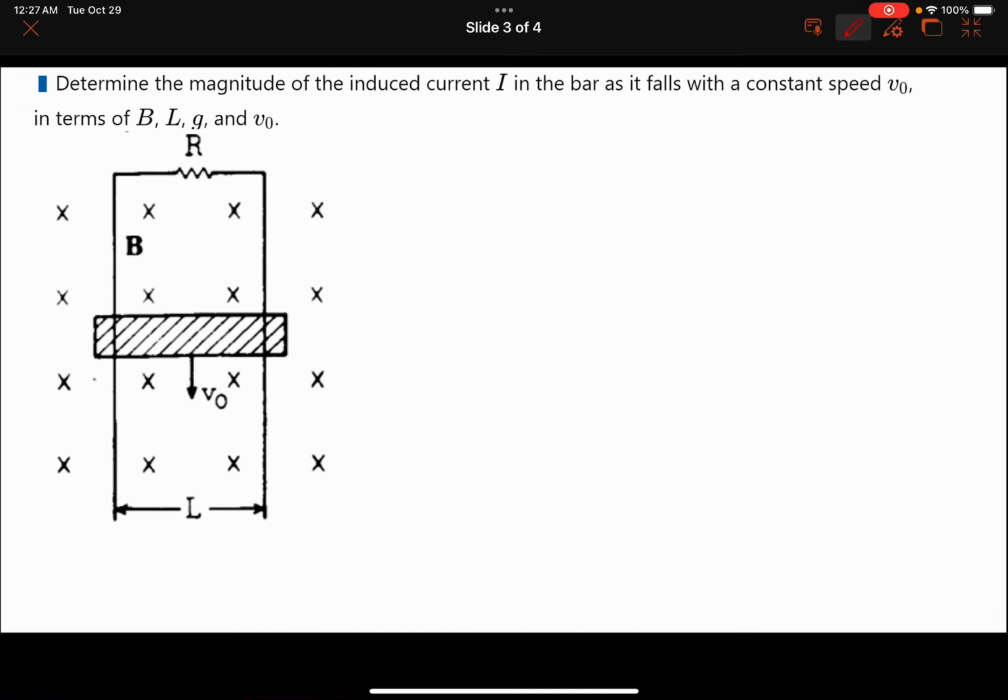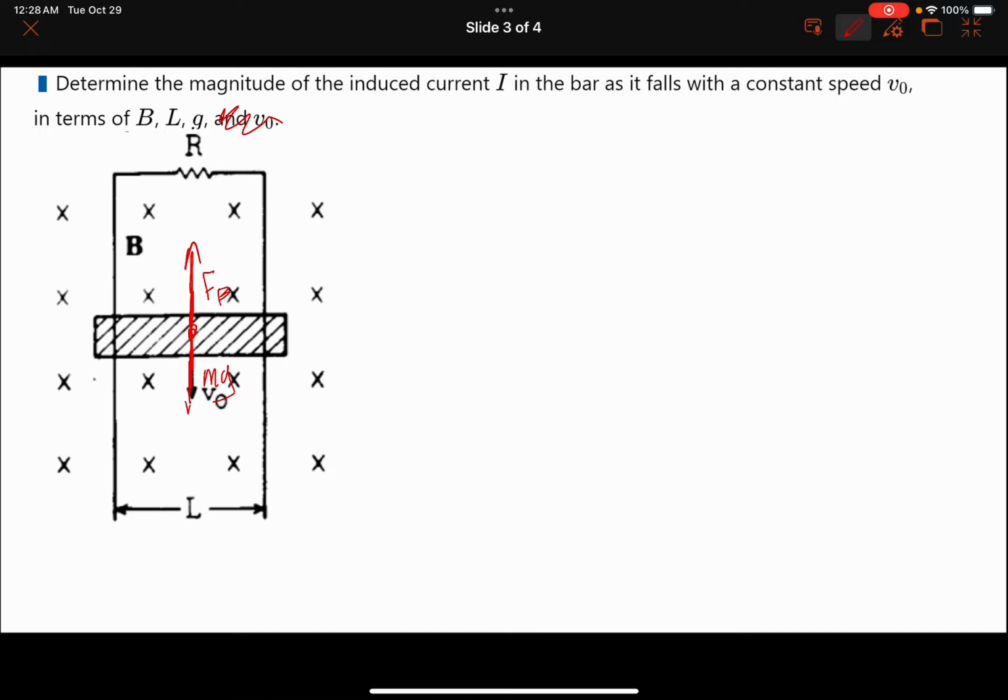And then the second part is asking to determine the magnitude of the induced currents in the bar as it falls down, in terms of v naught, B, L, and g. So we're going to go back to what I said initially in the problem. For this bar to maintain its constant speed, not only does it have an mg down, but there must be a force that is balancing it. And that is the magnetic force.